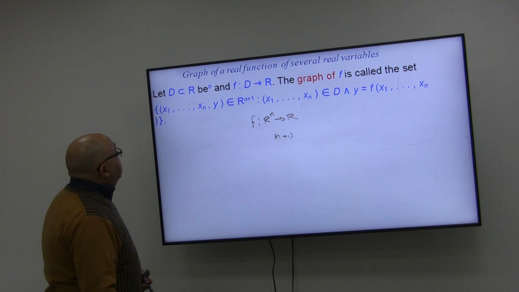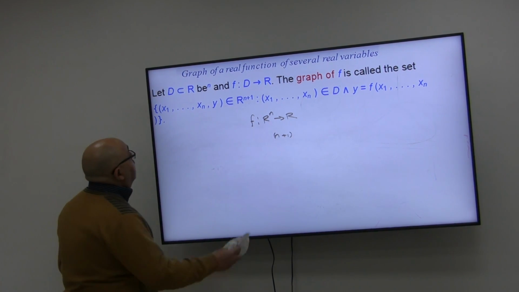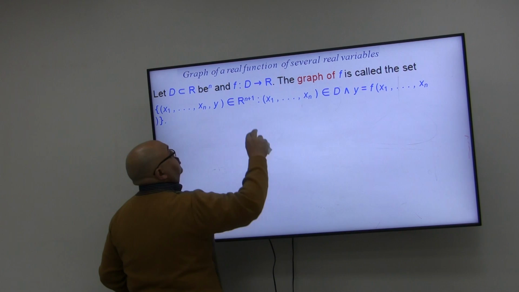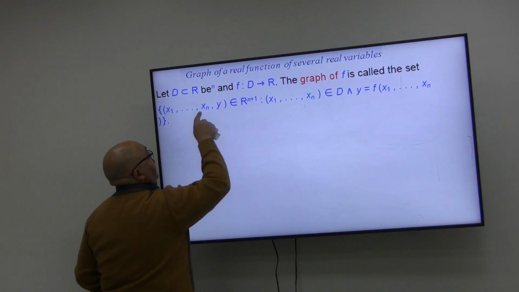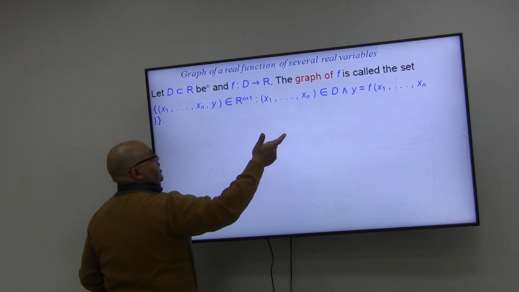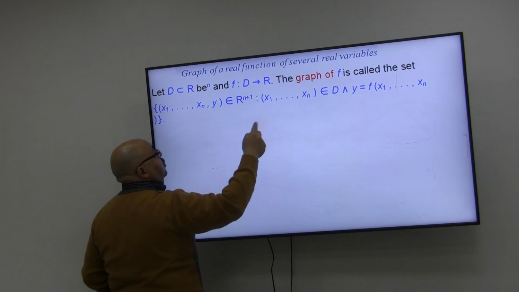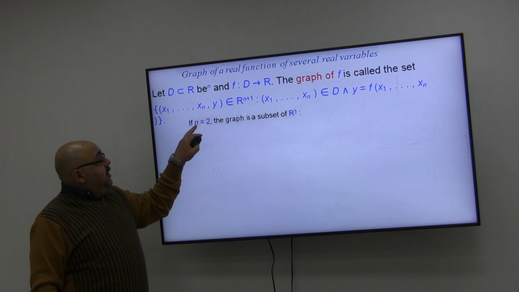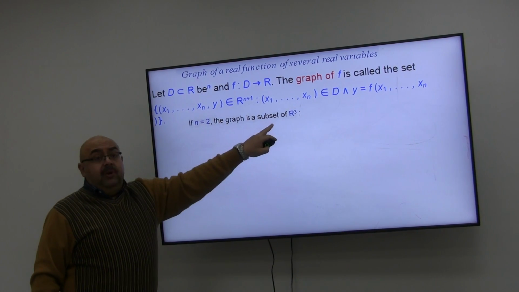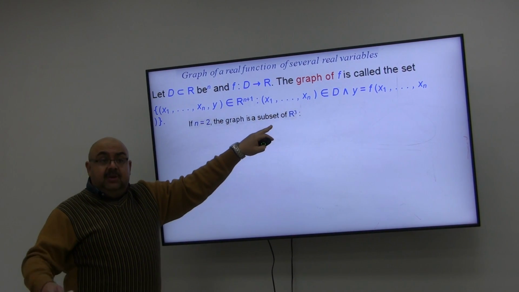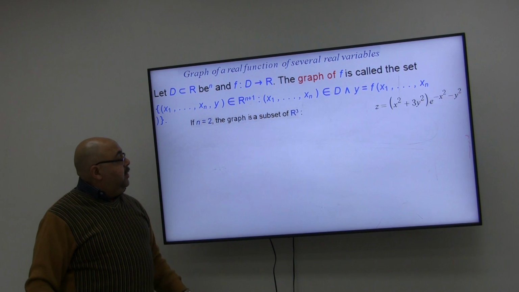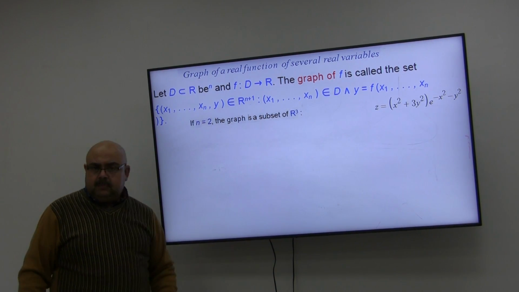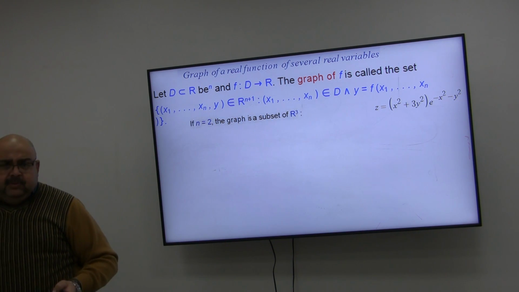So if you have D in Rn, and the function is from D to R, the input is going to be x1 up to xn, and y is the range. So you will be dealing with Rn+1 in the dimensions. If n is equal to 2, the graph will be in R3, like the sphere, like the cone, like whatever we have taken previously. This equation, for example, of course, I can speculate the shape of this function.